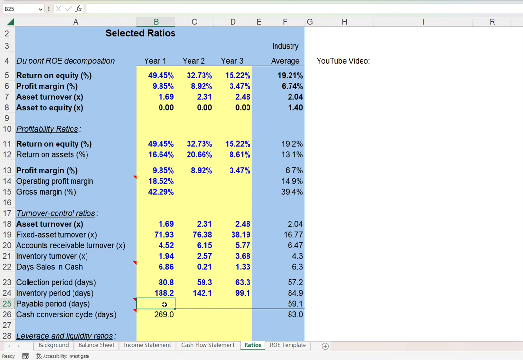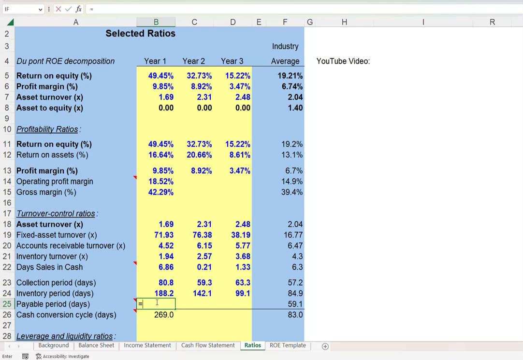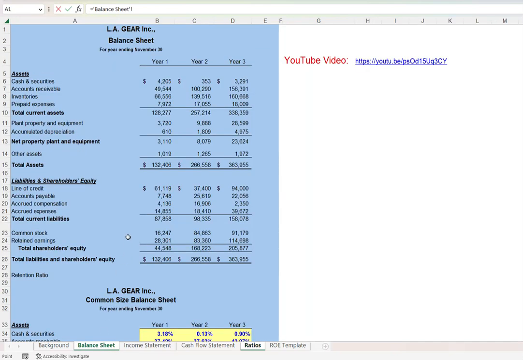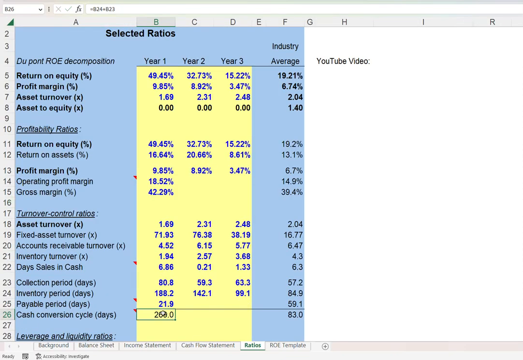credit. So we're going to calculate our accounts payable period in days. So we're going to take accounts payable and divide it by average daily cost of goods sold. So let's go to our balance sheet. Accounts payable, 7,748 divided by, we're going to make sure we use parentheses here. Parentheses, let's go to our income statement. Cost of goods sold was 129 divided by 365 days in a year. And it's roughly taking us 21 days to pay our vendors.